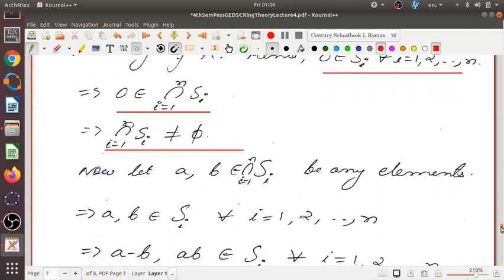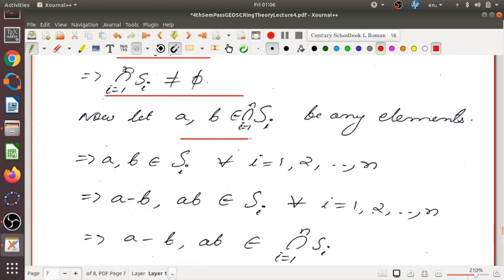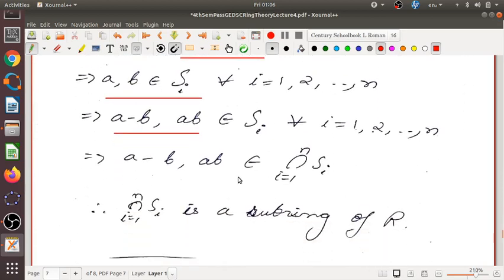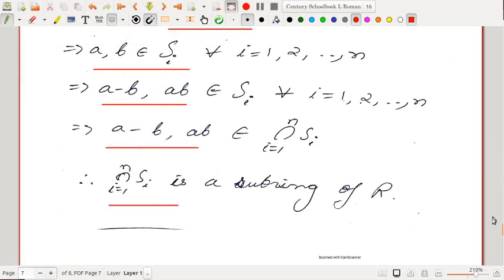Now you take any two elements inside the intersection over i from 1 to n of Si, then we have a, b belongs to Si for all i, by definition of intersection. If these two elements belong to the intersection, they have to belong to every set. Since each Si is a subring, A minus B and AB belong to Si for all i. From here I can conclude A minus B and AB belong to the intersection over i from 1 to n of Si. That means the intersection is a subring of R. So this is what we have shown.